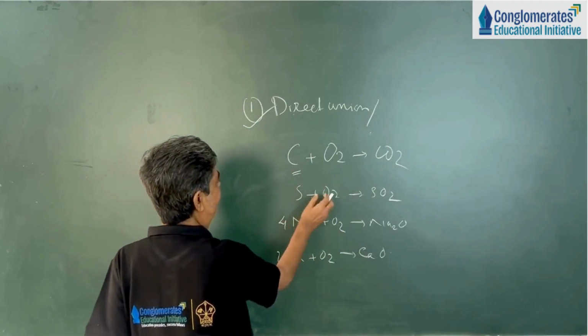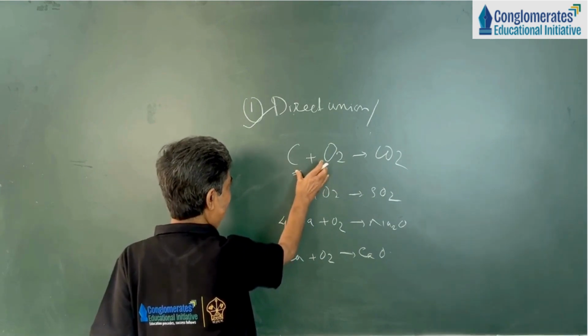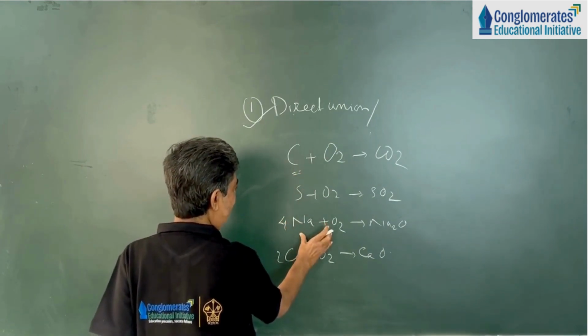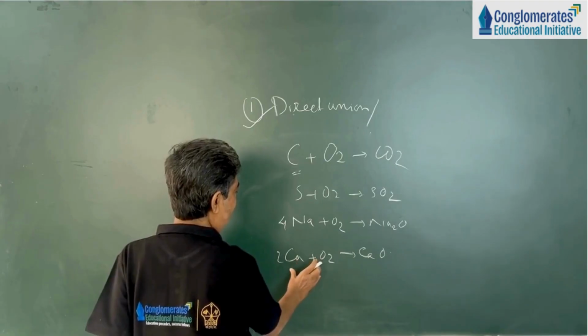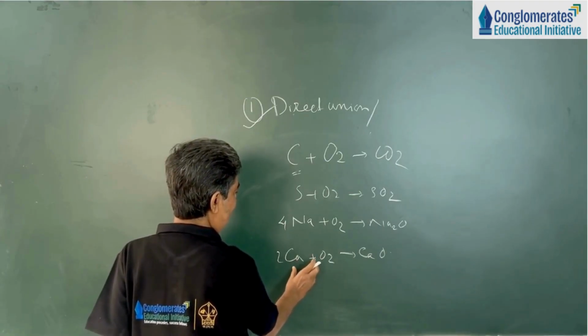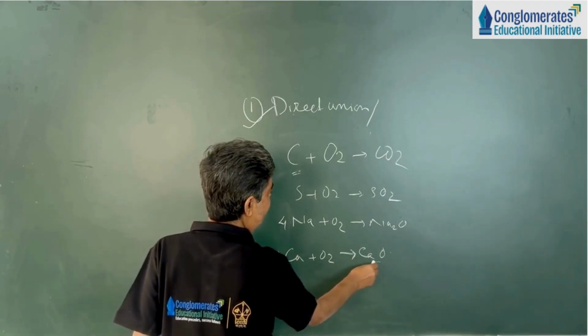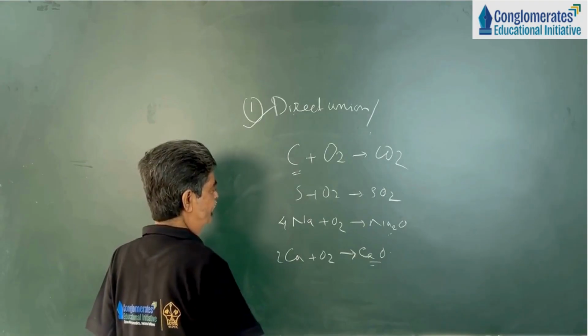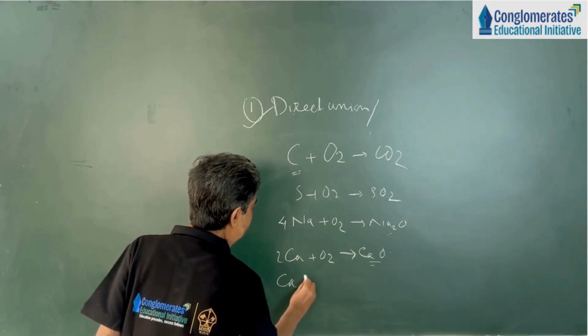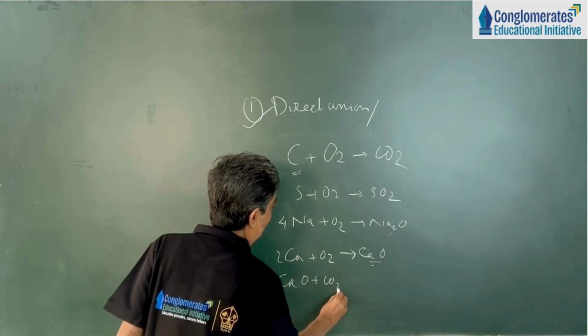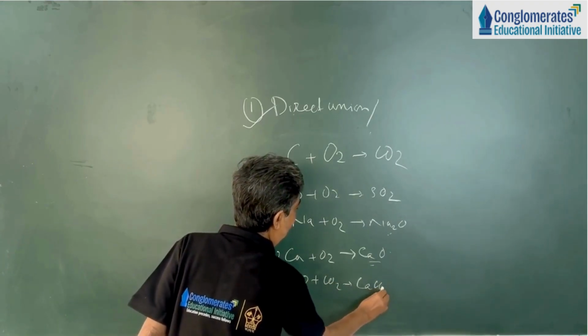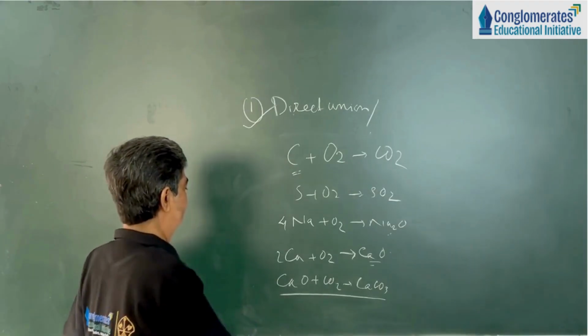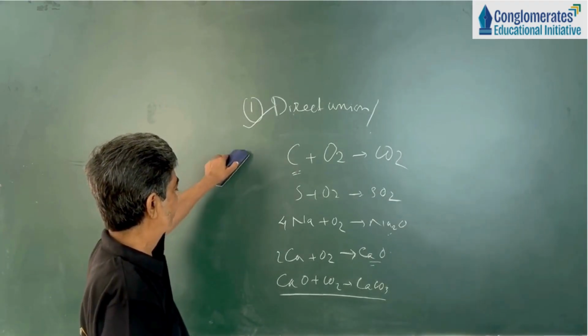You see two elements, carbon and oxygen. There are two elements, sodium and oxygen. There are also two elements, calcium and oxygen. They form a new product, calcium oxide. Similarly, sodium oxide and other oxides like carbon dioxide or sulfur dioxide. Similarly, CaO plus CO2 gives calcium carbonate. This is another example of direct combination or direct union.